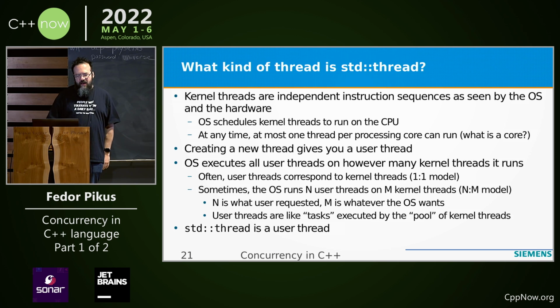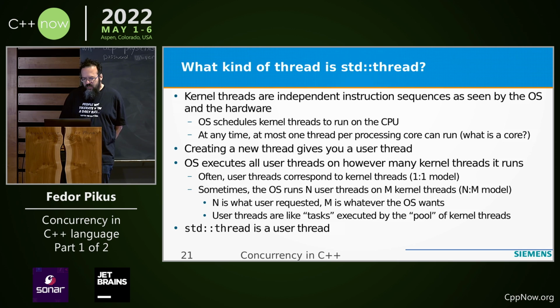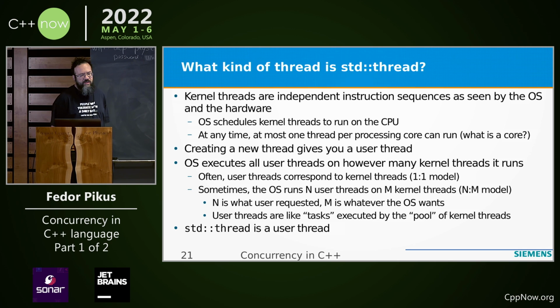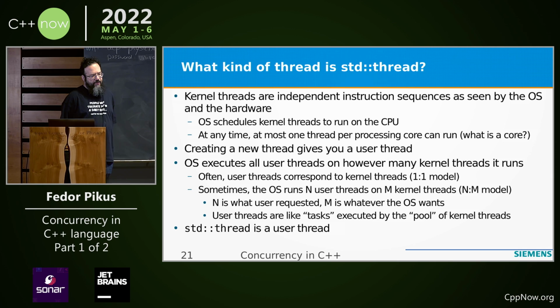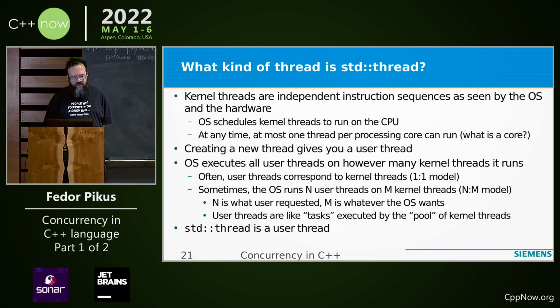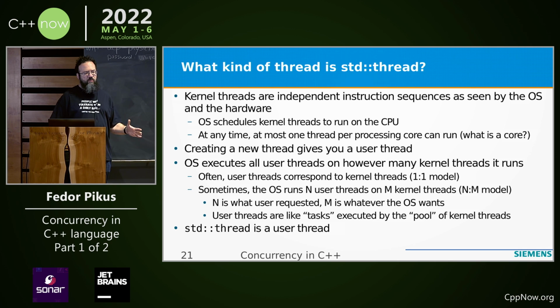And I have to explain to you now what the nature of threads is. So the threads, first of all, there are two kinds of threads. Well, at least two, but we're talking about two. There are kernel threads, which are independent instruction sequences from the point of view of the processor. And the OS, obviously, manages them. So the operating system schedules kernel threads to run on the CPU. You can have more kernel threads than you have CPUs, but at any given time, one CPU will be executing an instruction sequence from one kernel thread.